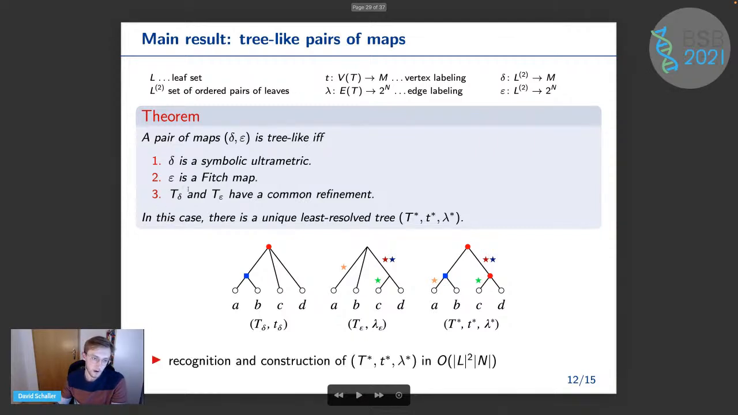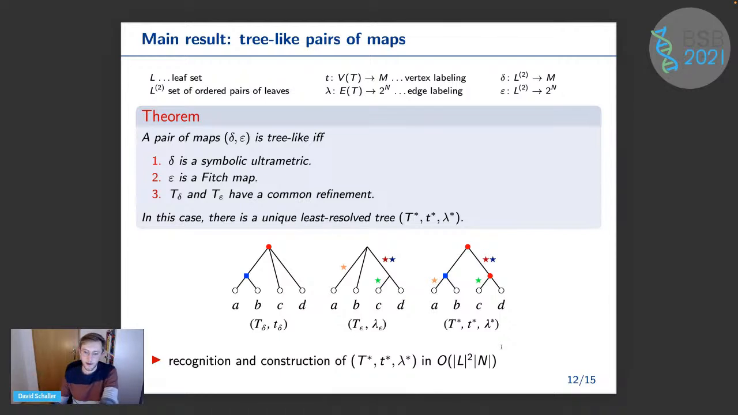So this is quite nice, and the characterization also tells us that tree-like pairs of maps can be recognized in polynomial time, because the first two steps can be checked in polynomial time, and constructing a common refinement, if it exists, can actually be done in linear time. So the total complexity is actually dominated by the second step, and so since this is the set of events, if this is bounded, then we end up with quadratic complexity.